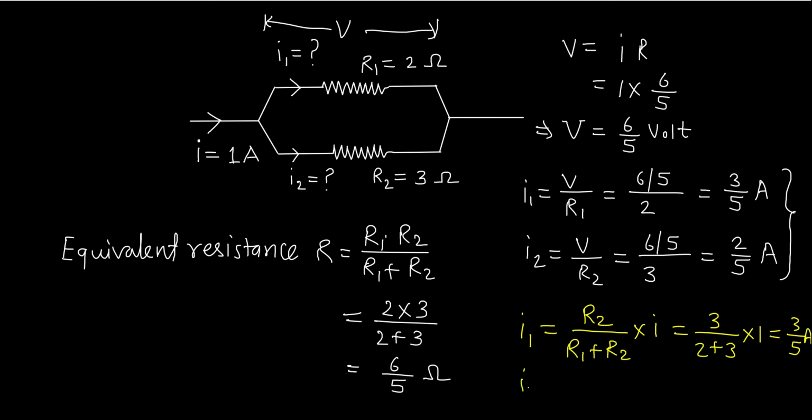And if you have to find the current in the lower branch, then you should write in the numerator the upper resistance divided by total resistance R1 plus R2 into total current I. So for getting current in the lower branch, you should write the upper branch resistance in the numerator, and to get current in the upper branch, you should write the lower branch resistance in the numerator, and in the denominator, in both cases, you have to write the sum of the two resistances R1 plus R2. So the R1 value is 2 divided by again 2 plus 3 into total current, which is 1 ampere. So here you get 2 by 5 ampere.